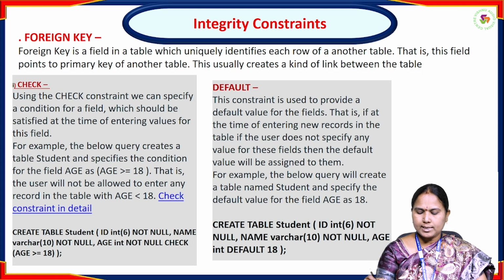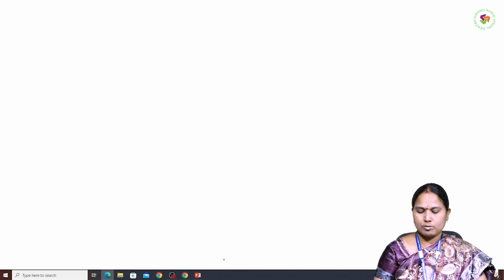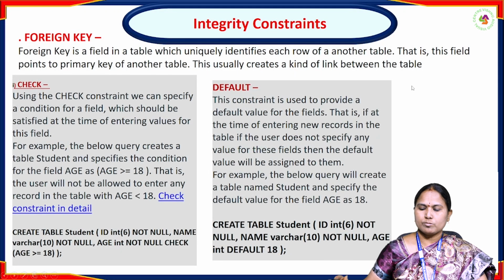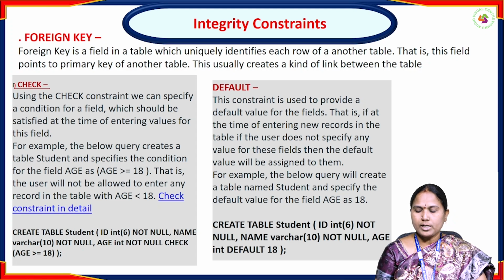Default constraint is nothing but, suppose if you are not inserting a value, by default that value must be 18. Such insertion is possible, that creation is possible with support of default constraint. Okay. So, in any situation, if the value is not inserted by any user, by default that value is specified as 18. That can be possible with support of one keyword, that is called default constraint.